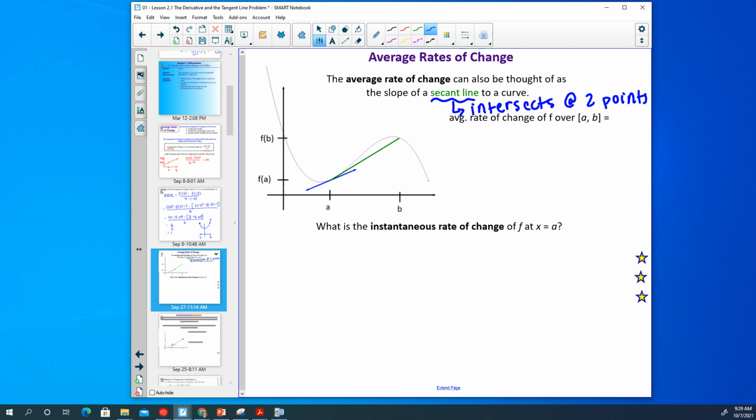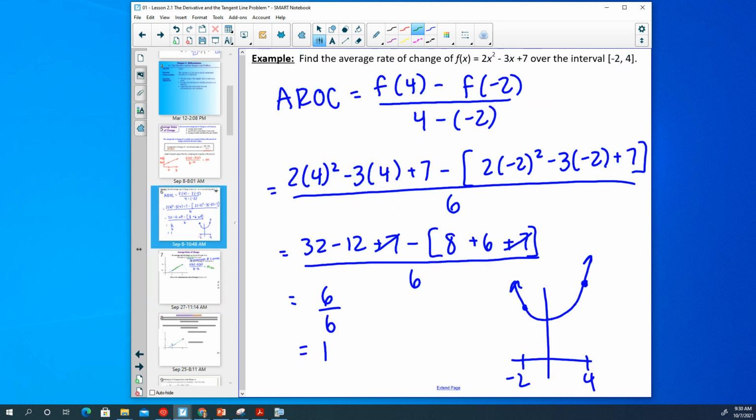So if I gave you a curve here, here's A, here's B. When you find the average rate of change, which is f of B minus f of A, all over B minus A, you're really just finding the slope, and I have it in green here. I know it's not color coordinated on your paper, but you're finding the slope of that secant line, that line that intersects my curve at A, f of A, and B, f of B. So in this last example, when we got 1, we found the slope of the secant line that passes through those 2 points. The slope of that line was a positive 1.